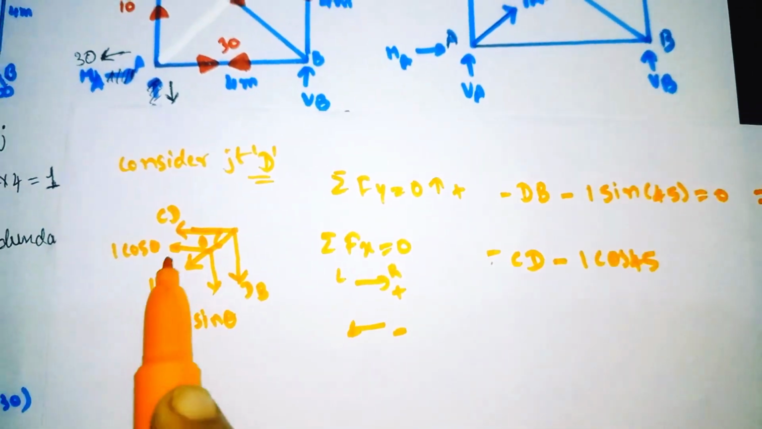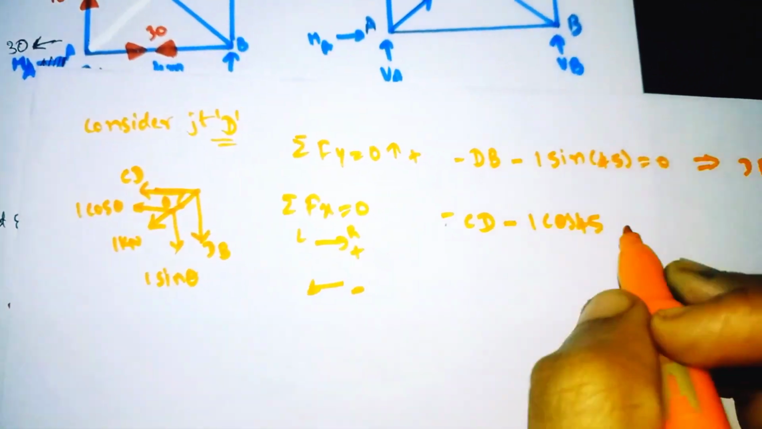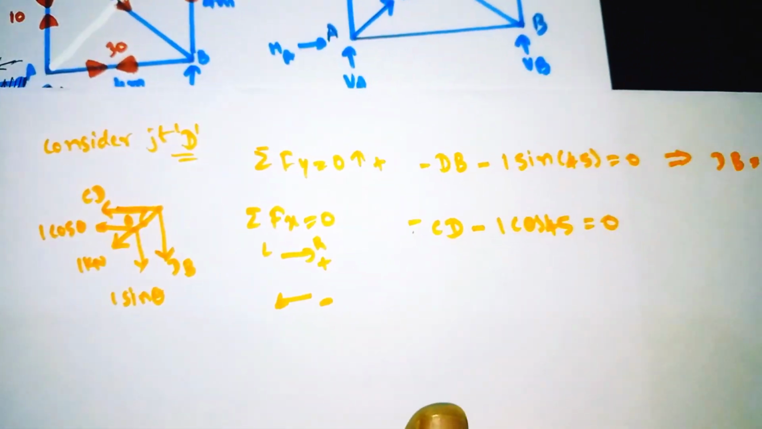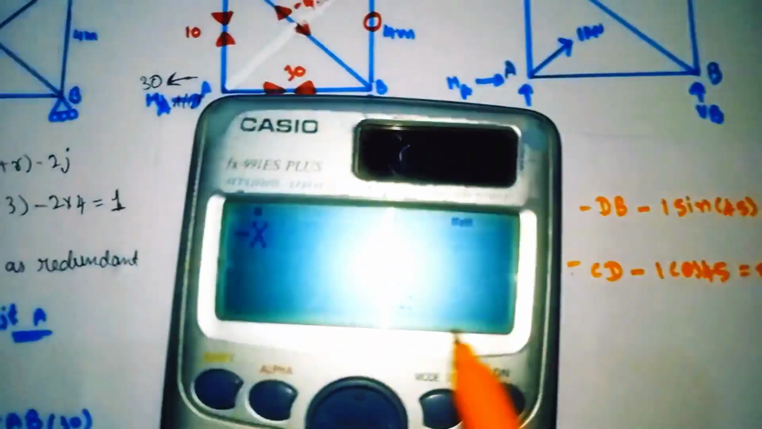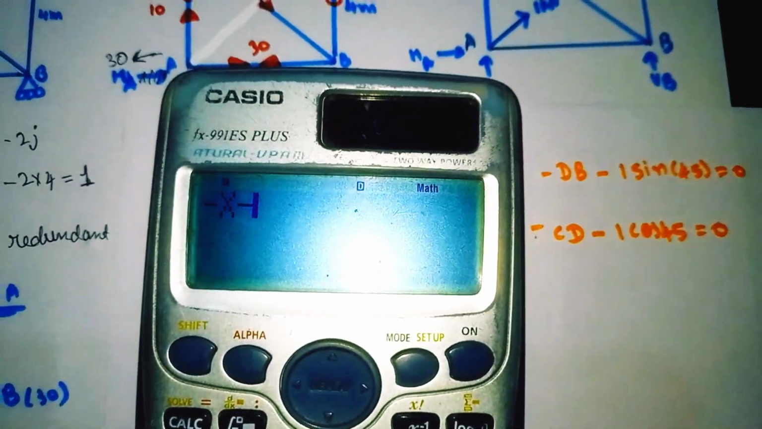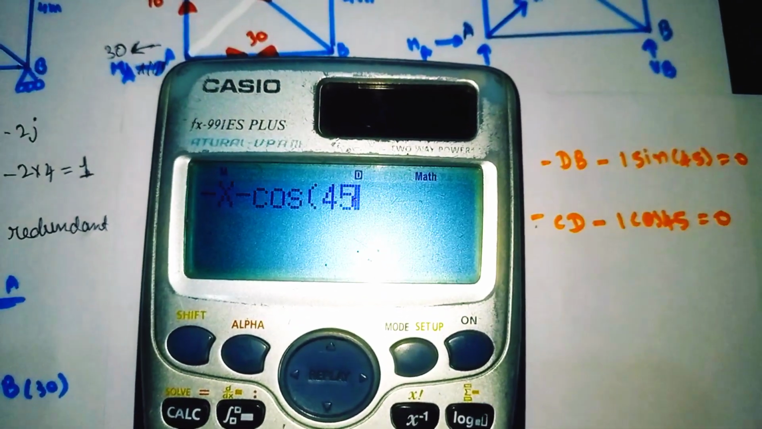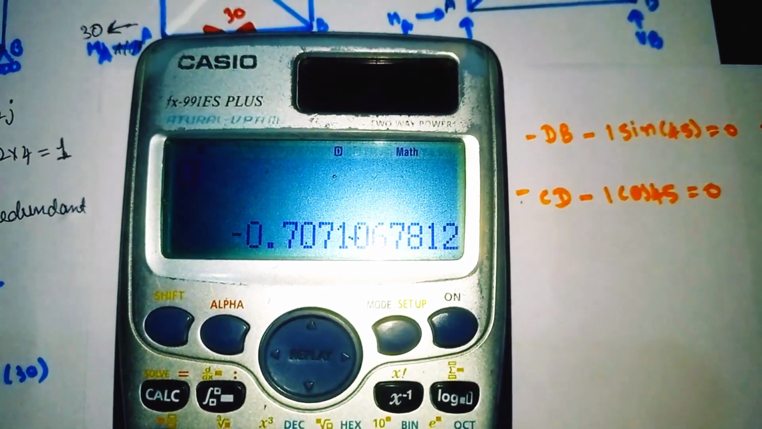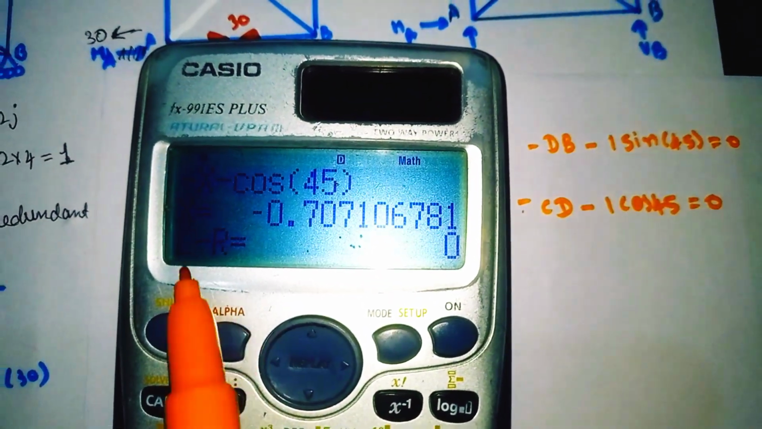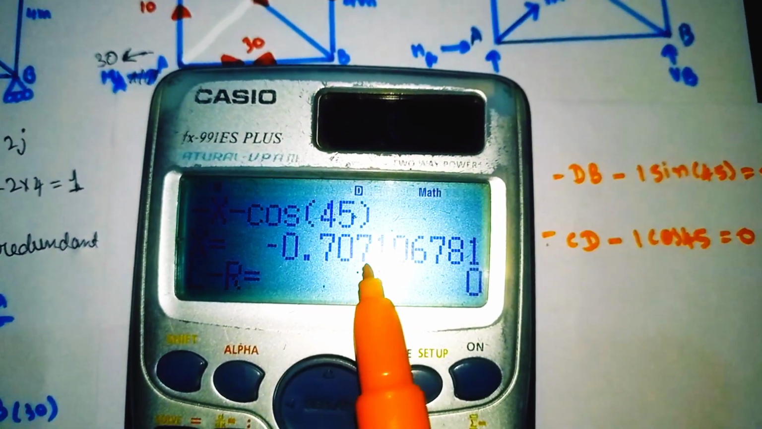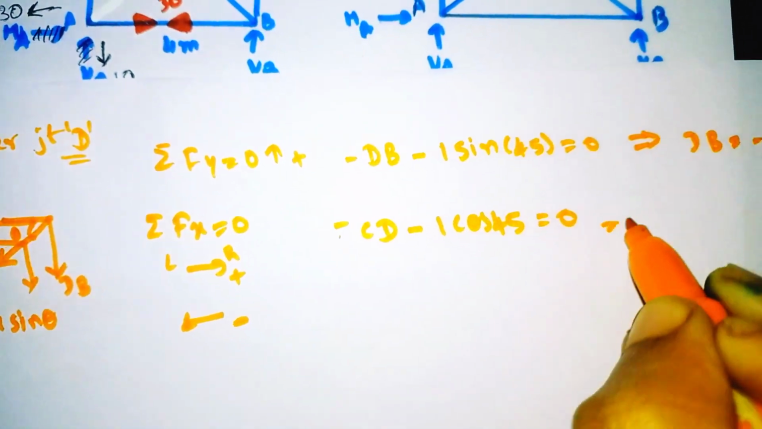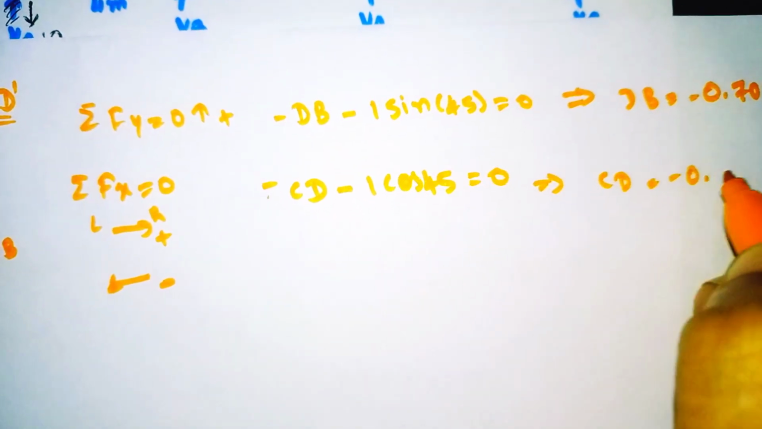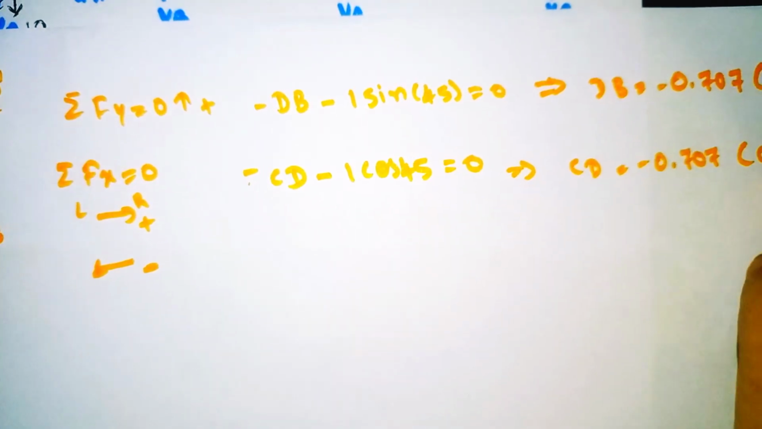45. Is there any horizontal force? No, only these two, is equal to 0. Solve it by using calci. Minus x, our CD is nothing but our x. So minus x minus cos 45 is equal to 0. So the value comes out as minus 0.707. So our CD value is also minus 0.707. It is also compression.